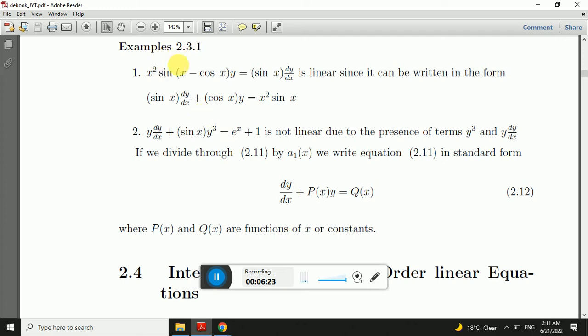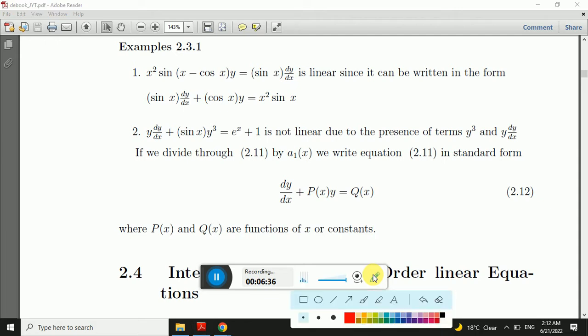Actually, in this example here, they're just trying to give examples of a linear first order differential equation and nonlinear first order differential equation. For example, in this first example here, by the way, I think this was a mistake. This bracket here was supposed to be here, so let me try to correct it. So it was supposed to be something like this, and then this one is off.